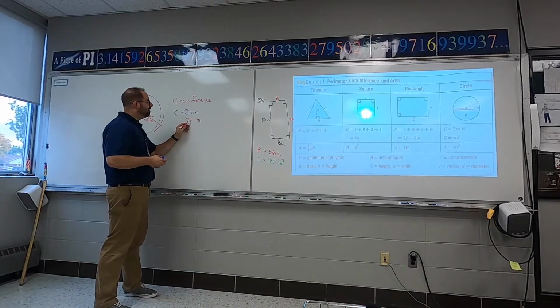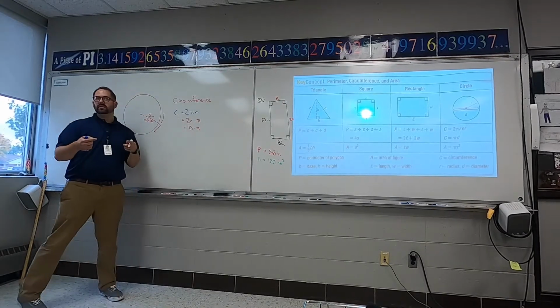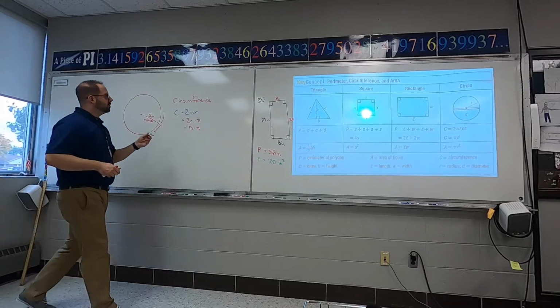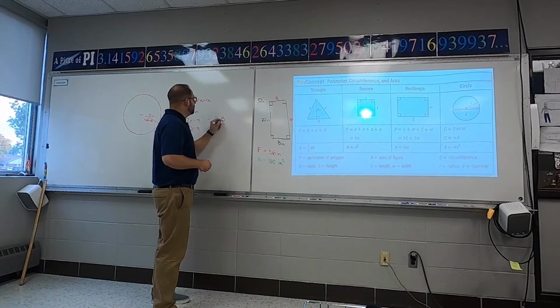Now, if you don't have the r and you have diameter, well, 2 times r is diameter. So you could just take the diameter times pi. It's the same thing. 2 radiuses is 1 diameter. So that's where the diameter could come into play. So it didn't matter which number you had. Now, my radius is 5. So I can plug that in. So 2 times 5 and then times pi.